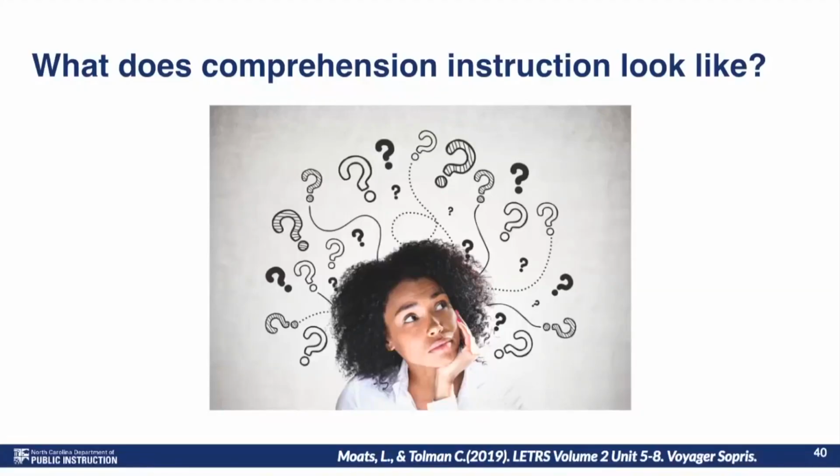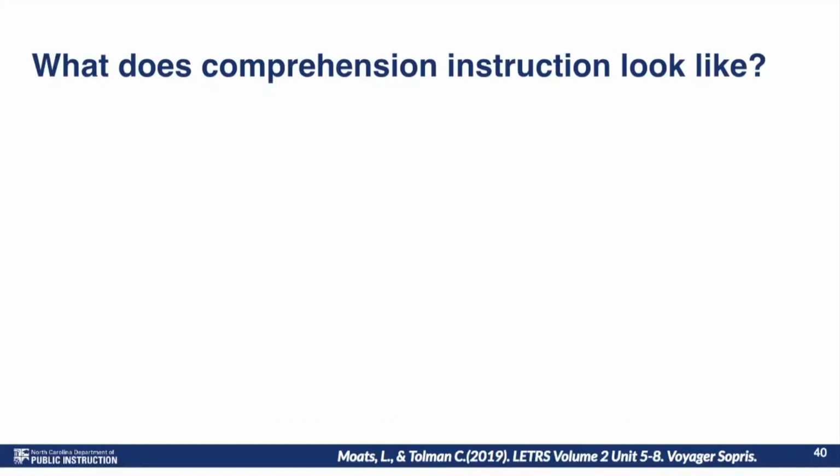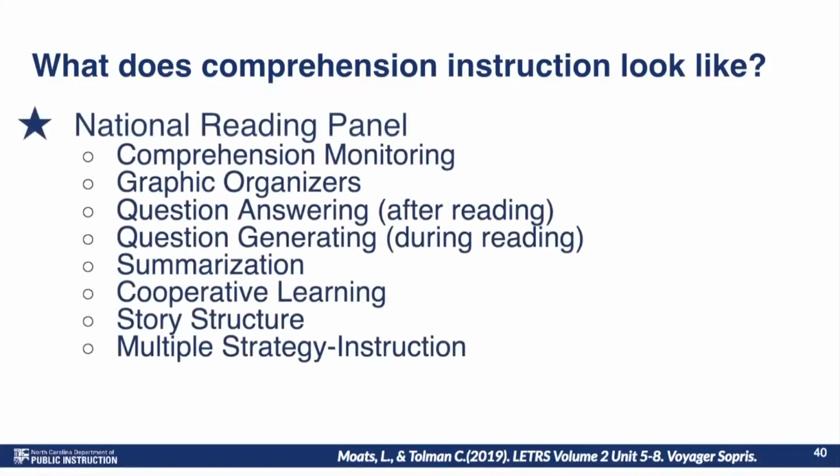With all the skills impacting comprehension, what does instruction look like? Well, the National Reading Panel identified 8 strategies that have sufficient research to support their use throughout the elementary grades. With teaching these strategies, we want to keep in mind that evidence is strongest in grades 4 and up for the effectiveness of strategy instruction.